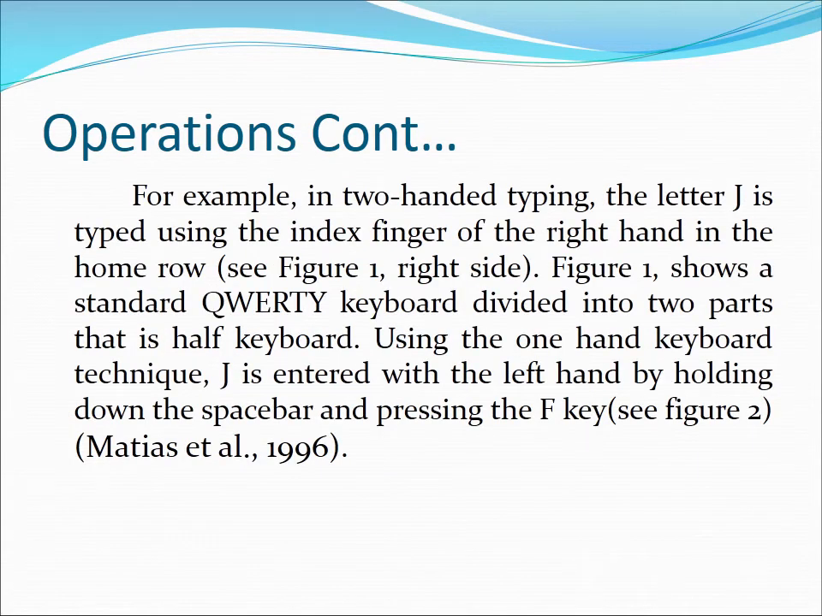For example, in two-handed typing, the letter J is typed using the index finger of the right hand in the home row. For example, in figure 1 right side, you can see it. Figure 1 shows a standard QWERTY keyboard divided into two parts, that is half of the keyboard. Using one-hand keyboard technique, J is entered with the left hand by holding down the space bar and pressing the F key, as can be seen in figure 2.